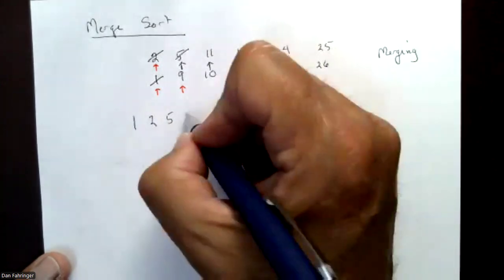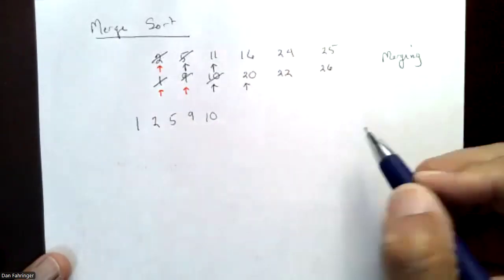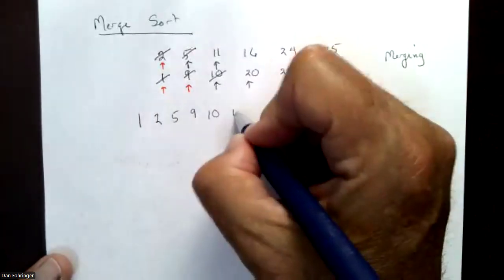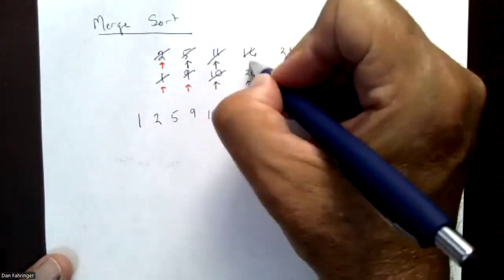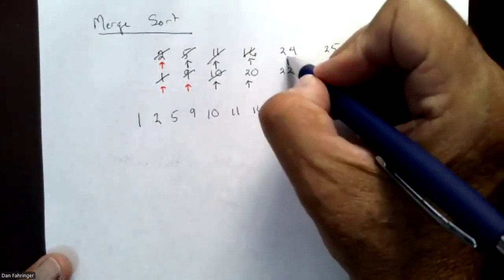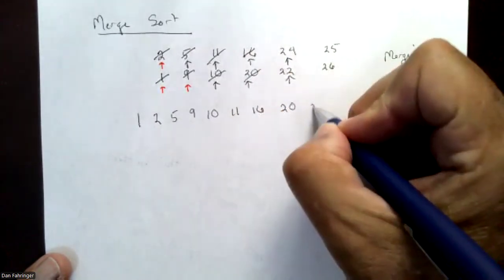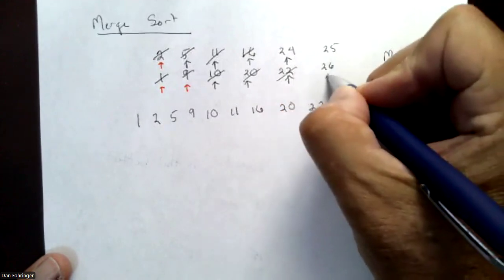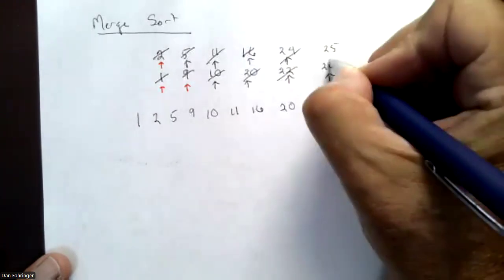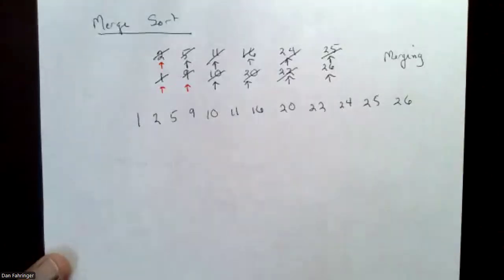Comparing 9 and 11. 9. Comparing 10 and 11. 10. Comparing 11 and 20. 11. Whoops. Comparing 16 and 20. 16. 20. 22. 24. 25. 26. Not too shabby.